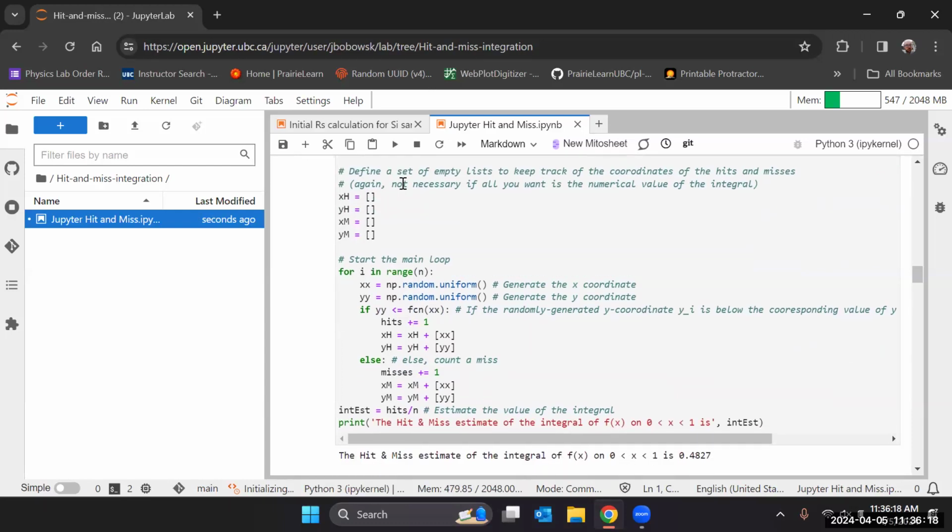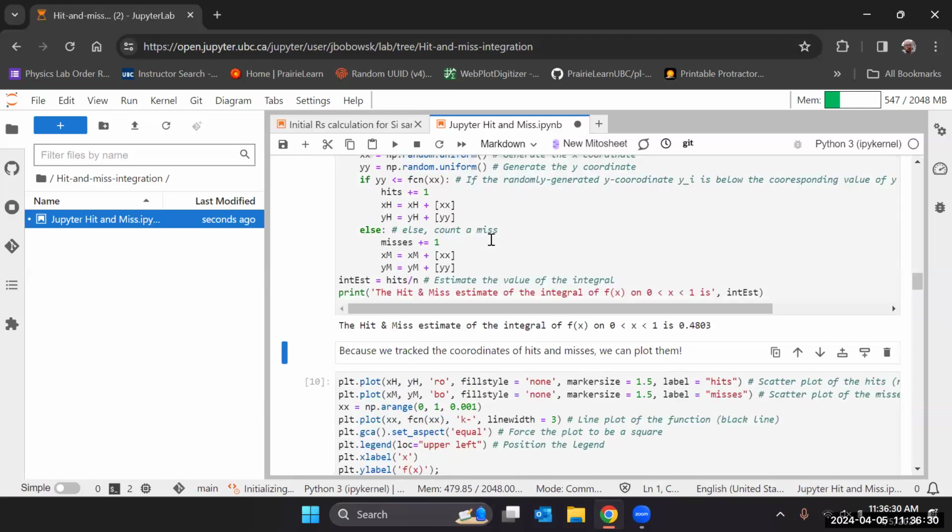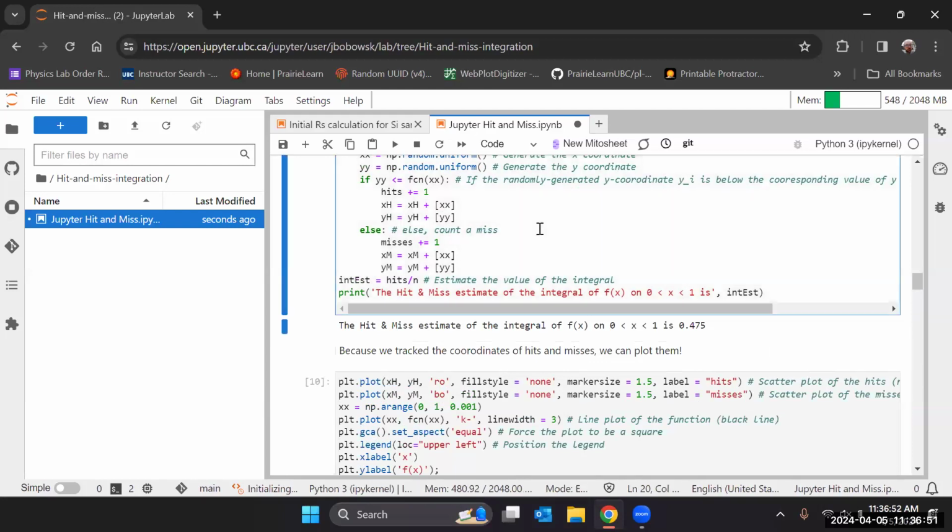And then finally, the integral is equal to the number of hits divided by the number of trials, and that's all we have to do. And so I can execute this, and it's done already. So we get, for this ratio of hits divided by total number of trials, 4803 instead of 4816. But of course, every time I run it, I'll get a different value.